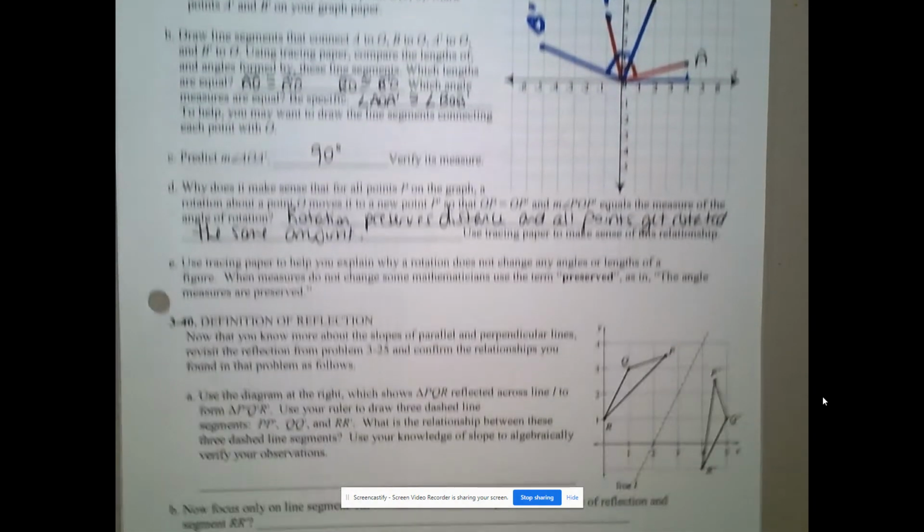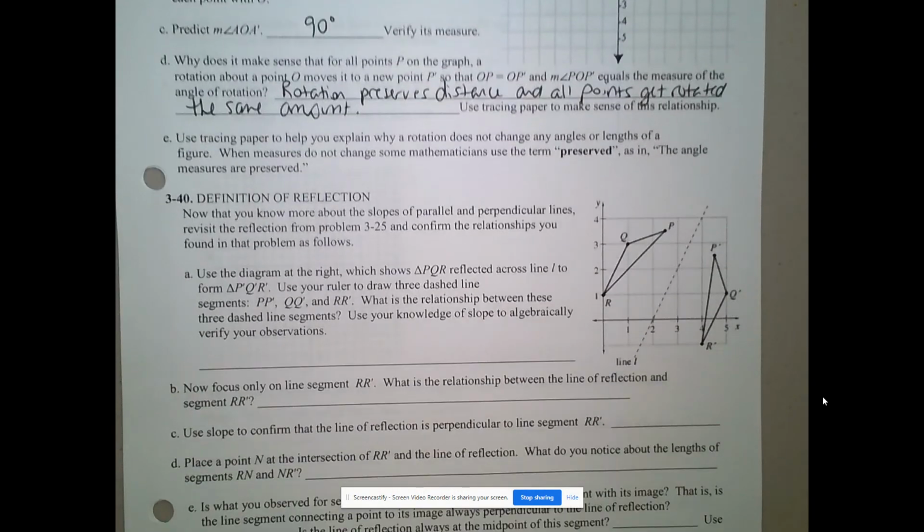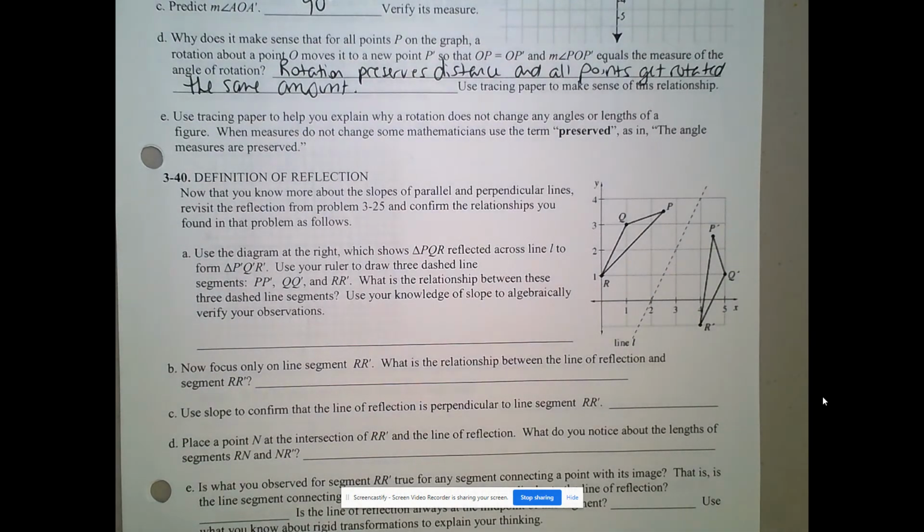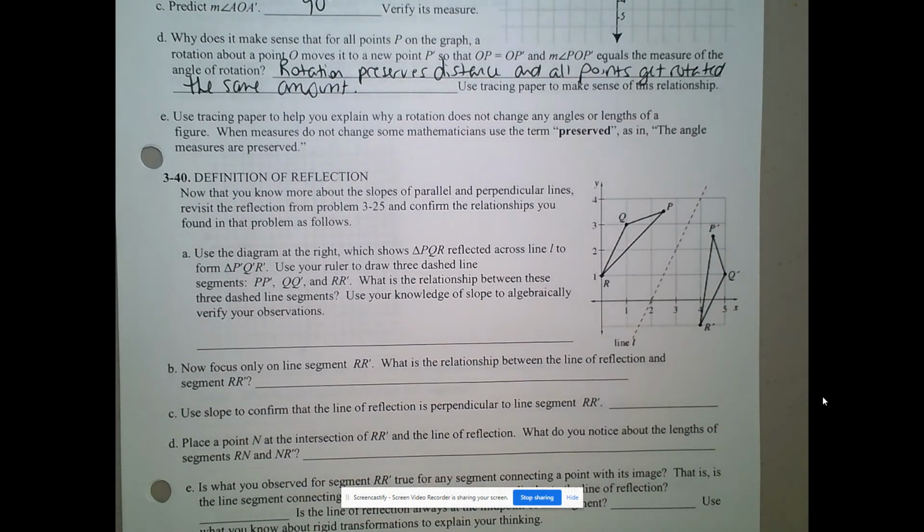Definition of reflection. So now we've really defined and talked about rotations. So let's go back to reflection, which we did earlier. Now that you know more about the slopes of parallel and perpendicular lines, revisit the reflection from problem 325 and confirm the relationships you found.